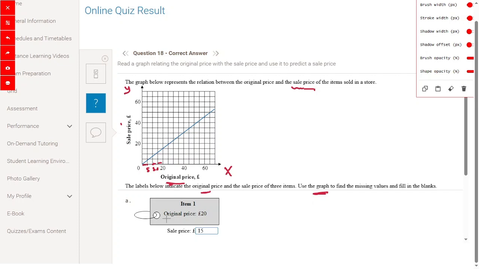Now here he's saying, for example, the original price is 20. So to get the sale price, all we do is go to 20. We'll draw a vertical line until we match the line relating the original price and the selling price. Then we will go to the other side to get y. Now here, y will be, this is 5, 10, 15. So the answer here will be 15.